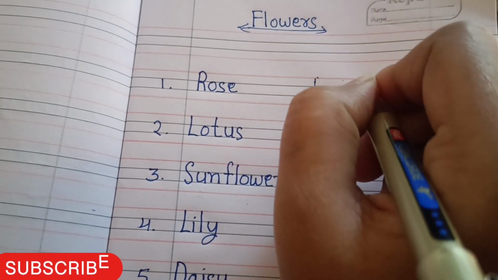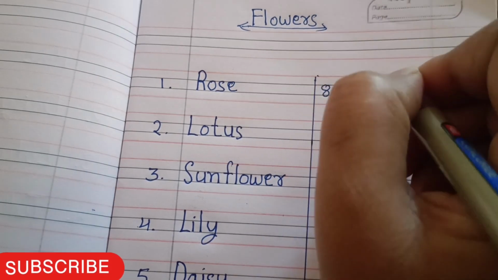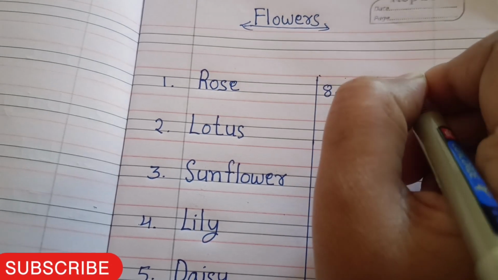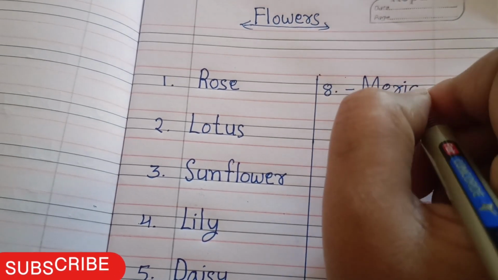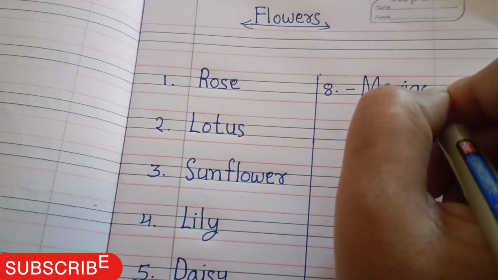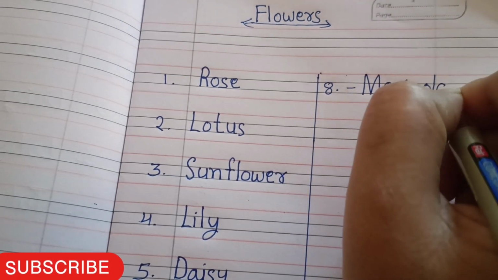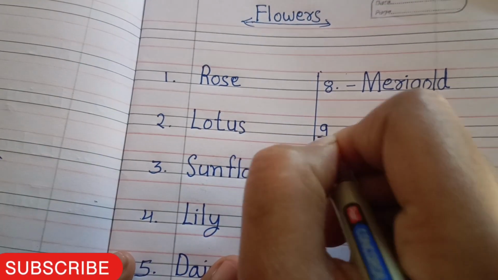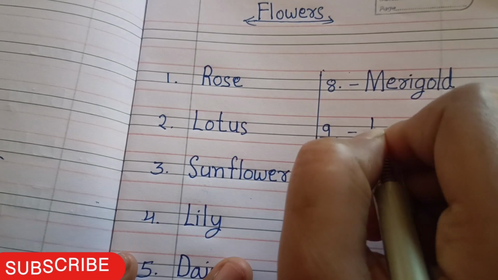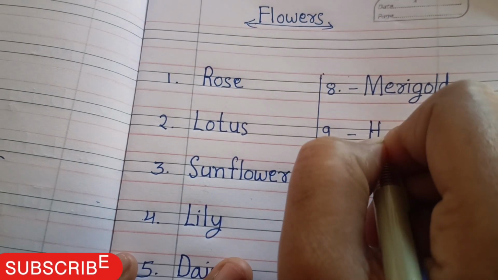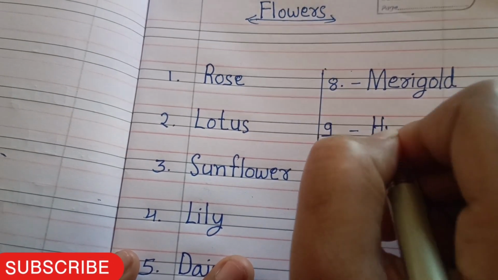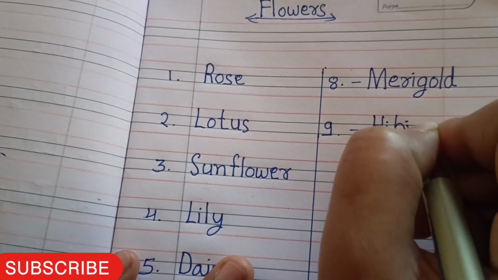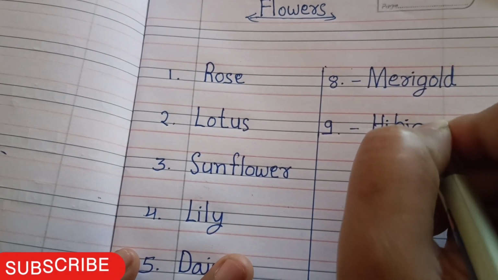Eighth is marigold. M-E-R-I-G-O-L-D, marigold. Ninth is hibiscus. H-I-B-I-C-U-S, hibiscus.